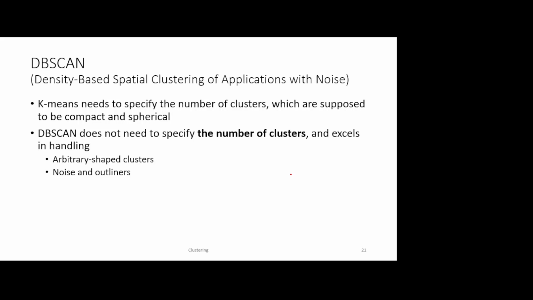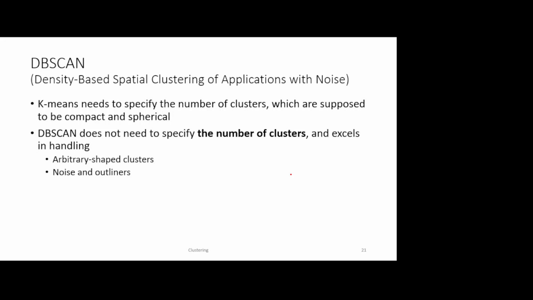Okay, called the DBSCAN. Alright, let's try to address a problem in K-means. There are two main problems in K-means. First, K-means has to specify the number of clusters, based on the assumption that each cluster should be compact and spherical.